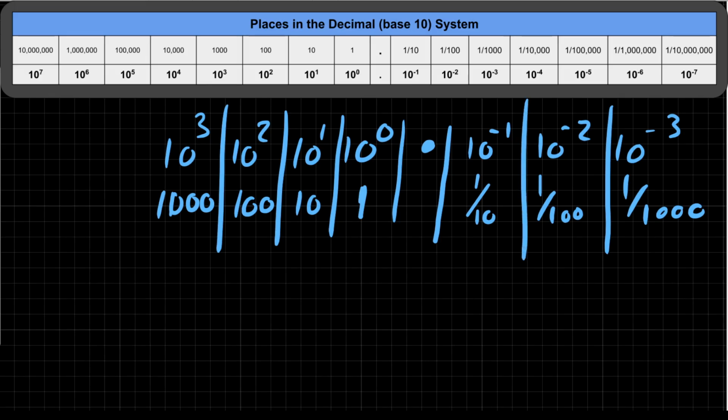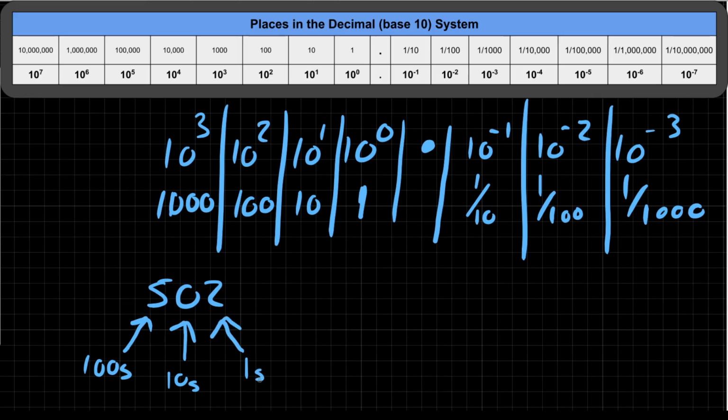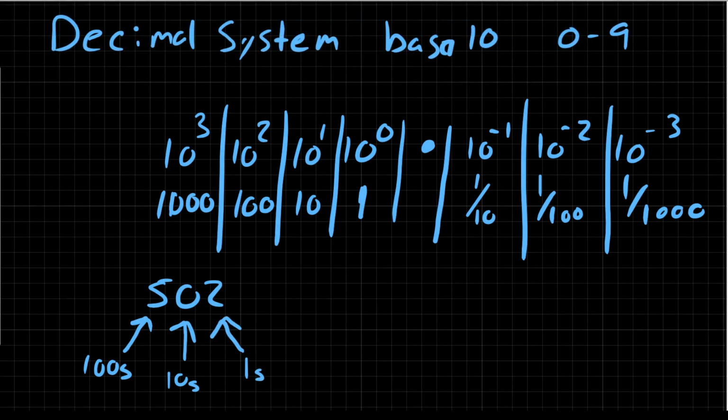So what we know from this system is, let's say that we have the number 502. 502 means we are going to have 5 hundreds, we are going to have 0 tens, and we are going to have 2 ones. Now, if we remember this basic system here, we can apply the same principles to binary. Instead of tens, though, we will use a different value. We will use 2s.